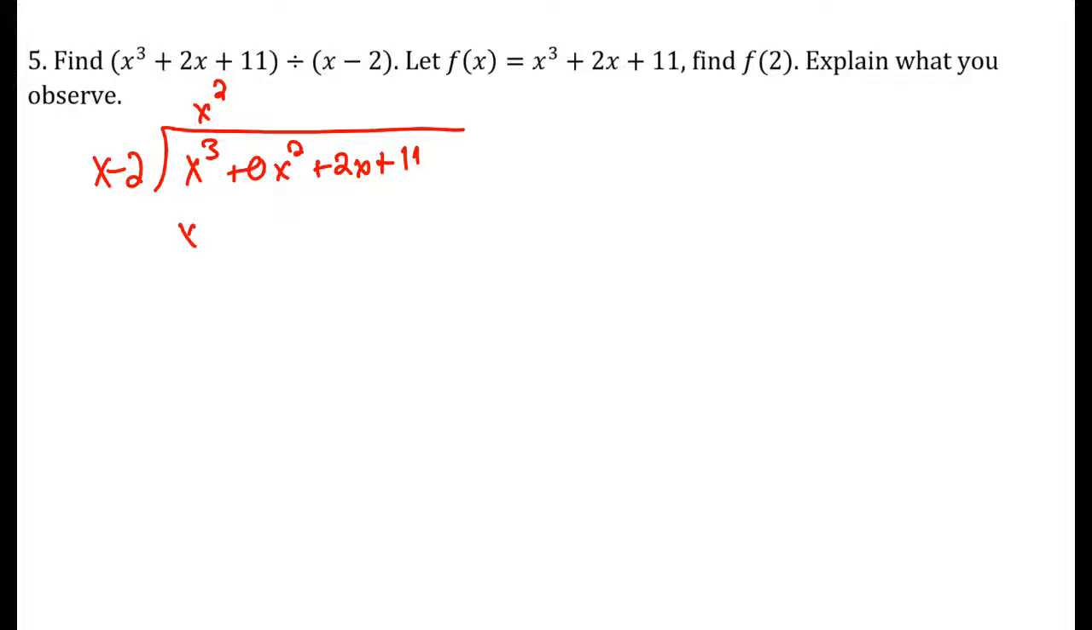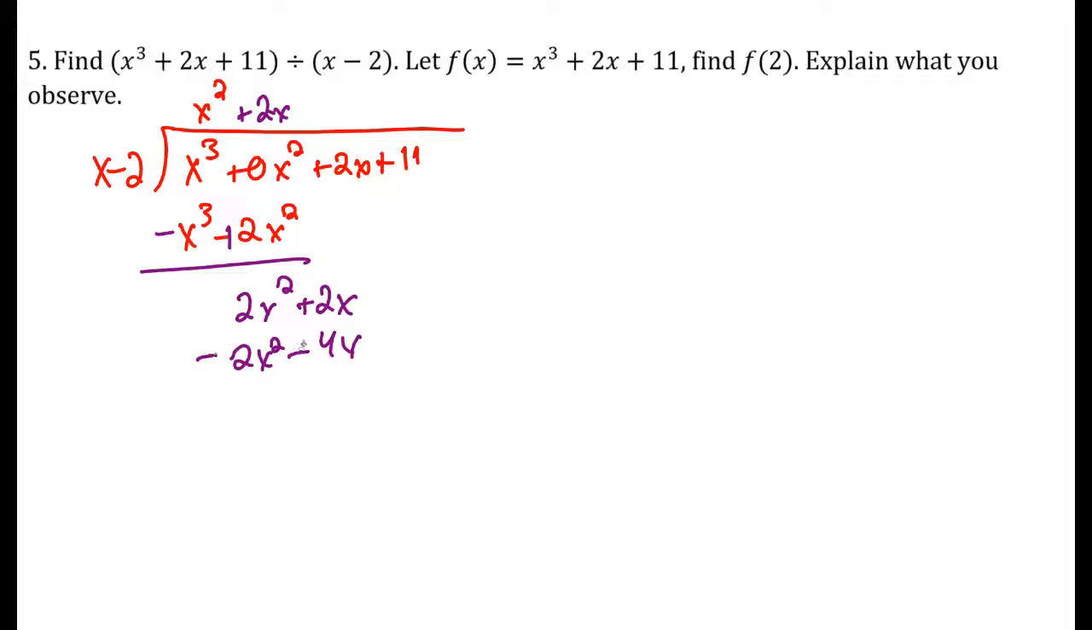x squared times x is x cubed, minus 2x squared. Change the signs to subtract, and I get 2x squared plus 2x. Well, plus 2x times x gives me 2x squared. 2x times negative 2 is negative 4x. Change the signs to subtract, and I get 6x plus 11. Well, plus 6 times x is 6x. Minus 12. Change the signs to subtract, and I get 23.